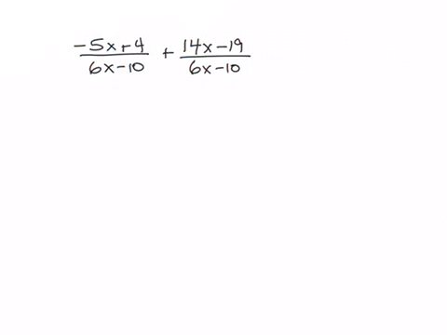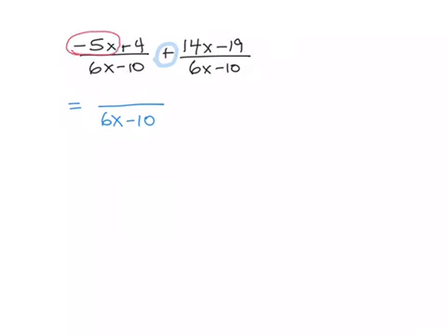So let's look at this one. Again, we are looking at an addition situation, with an addition sign in the middle. So I am going to be adding the numerators and leaving the denominator the same. I know that the bottom is going to stay 6x minus 10. In the numerators, I'm looking for like terms. I have negative 5x here. As I look over to the right side fraction, I see another term that has an x, so that would be a like term for it, 14x.